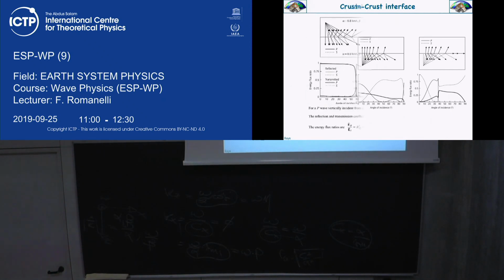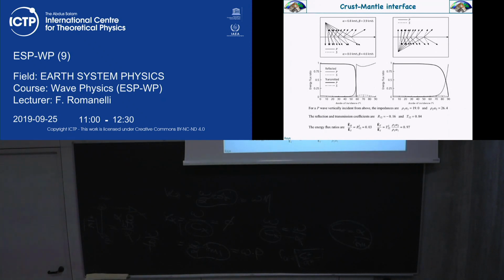What's next? Well, we can imagine now a crust-mantle interface, as we have seen before. And now you see the values, 3.9, 4.6. It was the case that we considered before. What about P's? Okay, and now you can produce thousands of maps like this.